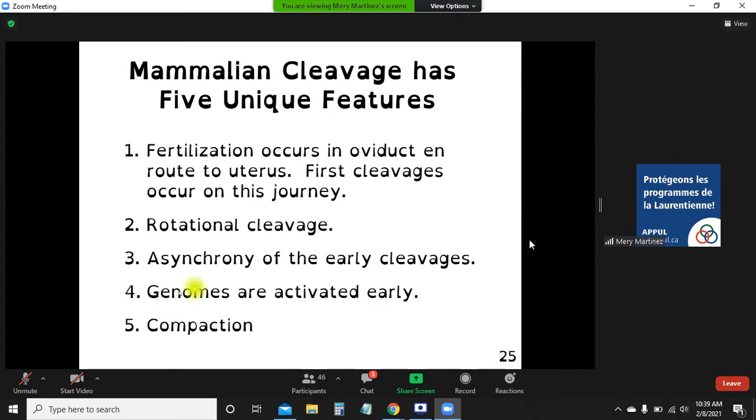Then we have the genome being activated early. Unlike almost all other animals, mammalian genomes are activated very early. And this is to be able to produce proteins that are necessary for cleavage. In mice and goats, the switch from maternal to zygotic control occurs normally at the stage of 2 cells. So here we want to completely change the whole thing.